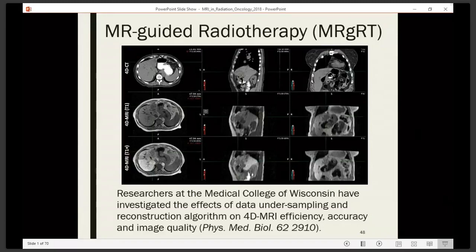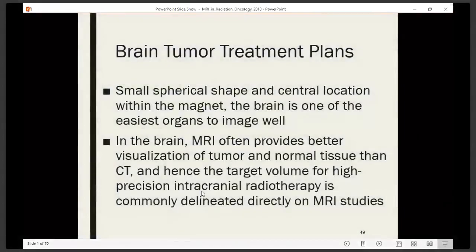And so this is a fairly recent study that came out of the group at Medical College of Wisconsin, where they're using these types of undersampling things I was talking about, that do sparse sampling and really increase imaging speed. It's called compressed sensing. So this is a CT, this is a 4D MRI, regular one, and this is a 4D MRI with compressed sensing. And you see there's not very much difference in image quality, but there's a little less motion artifact.